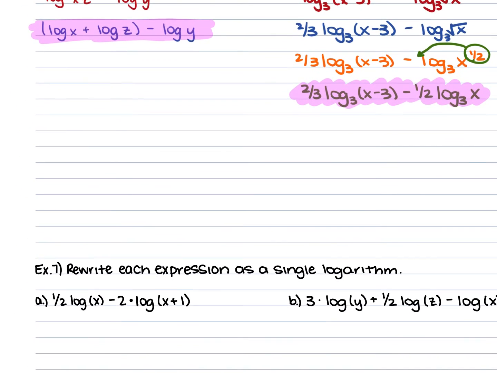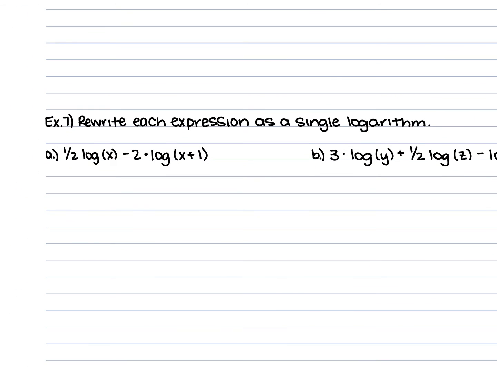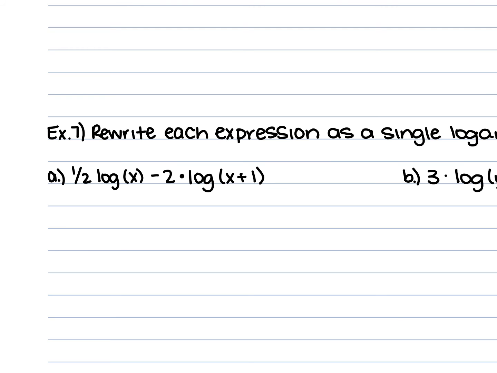For our last example, we're still just rewriting each expression as a single logarithm. For example A, we have 1/2 log x minus 2 times log x plus 1. So we're going to work part by part with this. We have 1/2 log x minus 2. This 1/2 is going to be the power that is on that x. But we have that minus 2 there.